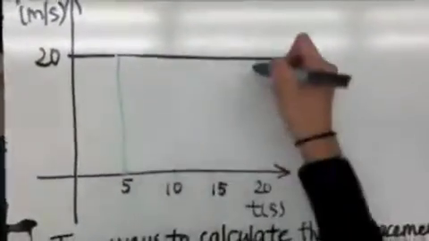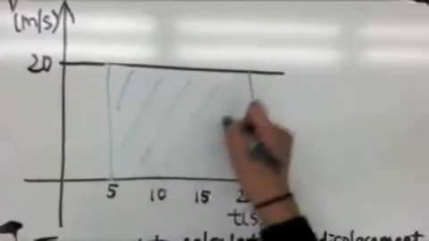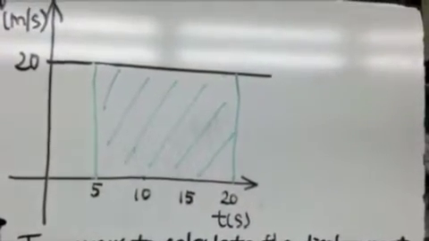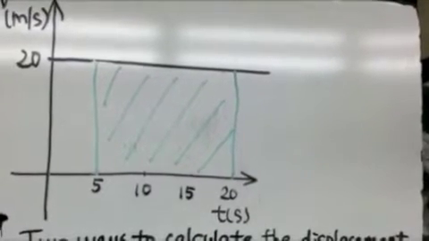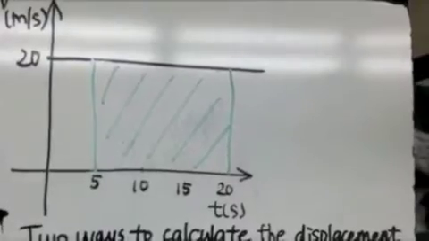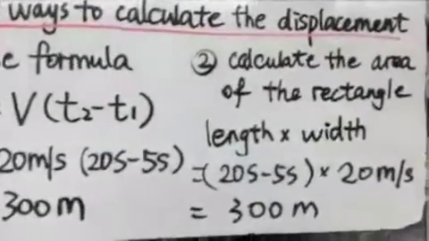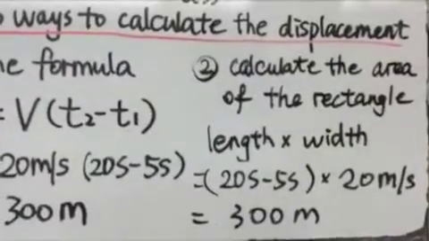Now, let's calculate the area of the rectangle between the line of the graph and the time axis for the time interval of 5 seconds to 20 seconds. To calculate the area, we multiply length by width, where the length represents the time interval and the width represents the velocity of the car. So we got 20 seconds minus 5 seconds multiplied by 20 meters per second. Then we got 300 meters as the area.